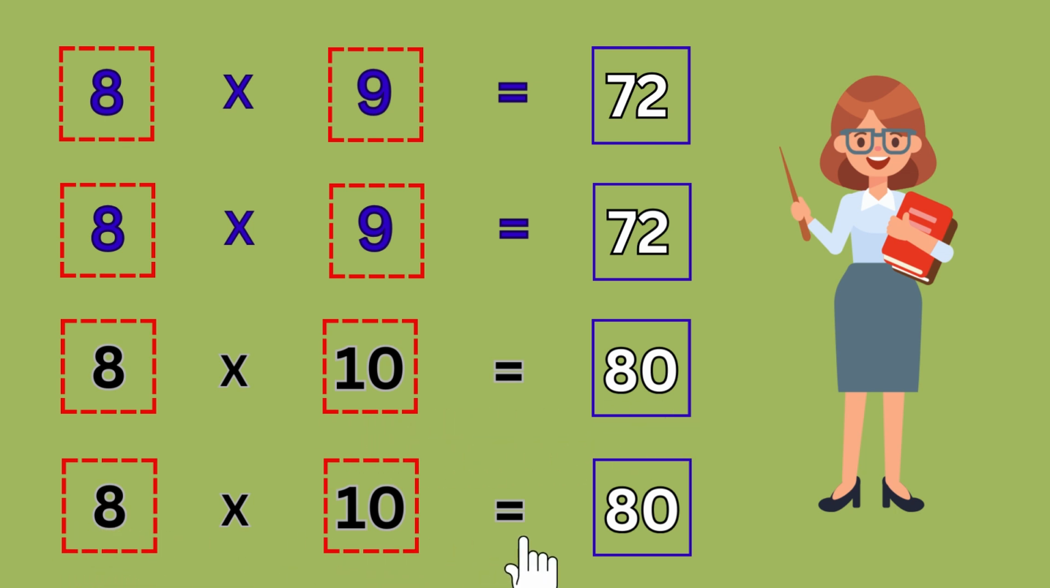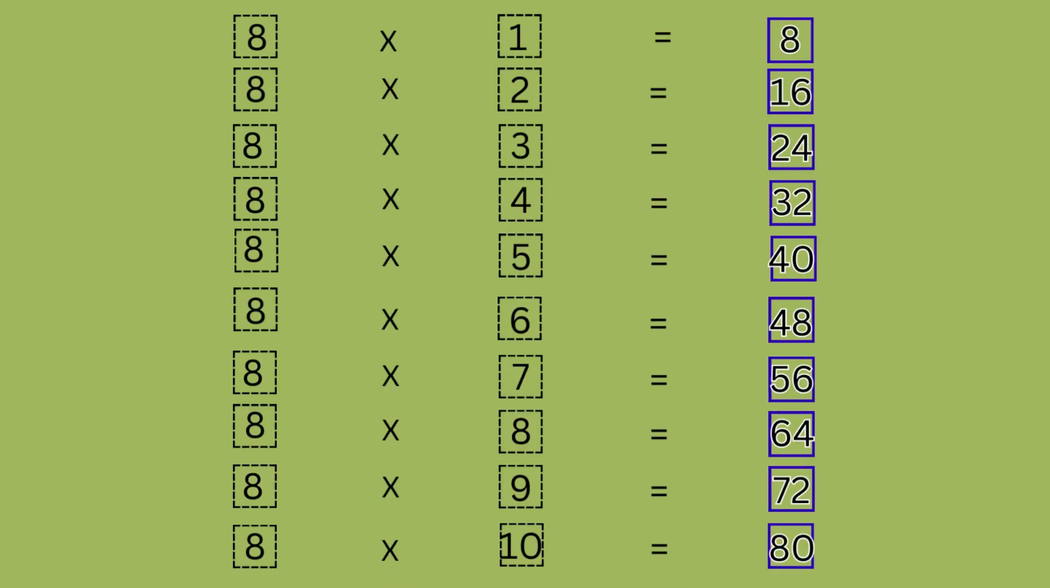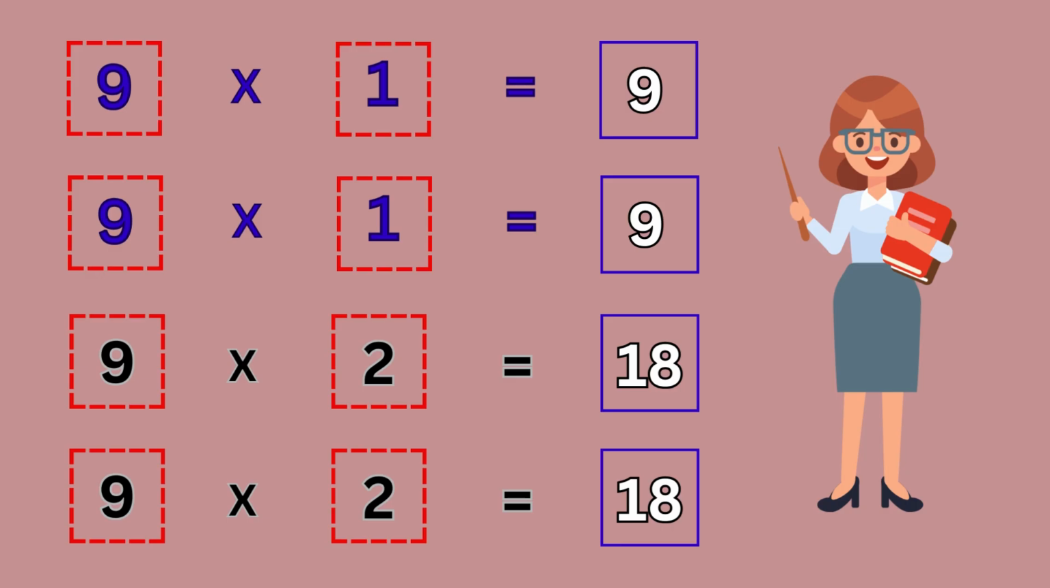8 ones are 8, 8 twos are 16, 8 threes are 24, 8 fours are 32, 8 fives are 40, 8 sixes are 48, 8 sevens are 56, 8 eights are 64, 8 nines are 72, 8 tens are 80. Now let's begin multiplication table for 9.